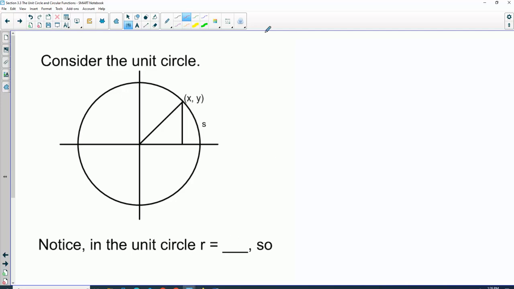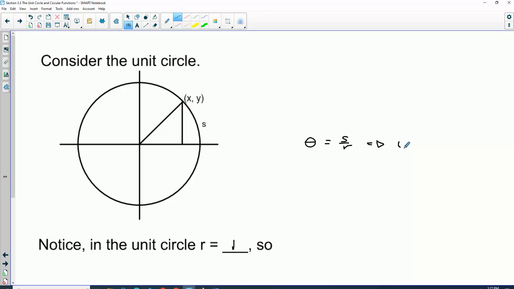So in the unit circle, R is always 1. We're going to think back a bit to the x, y, and r definitions that we used in the first chapter when we were defining our trig functions. Because your radius is 1, we know theta is equal to s over r.